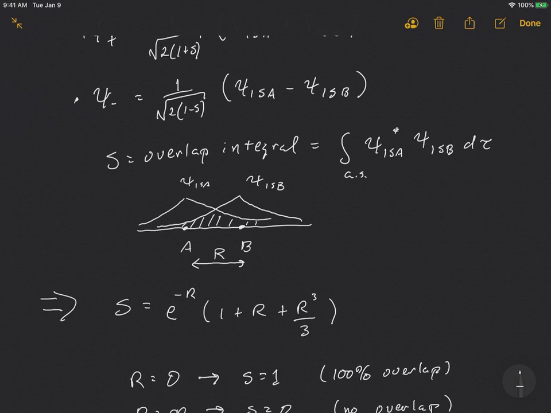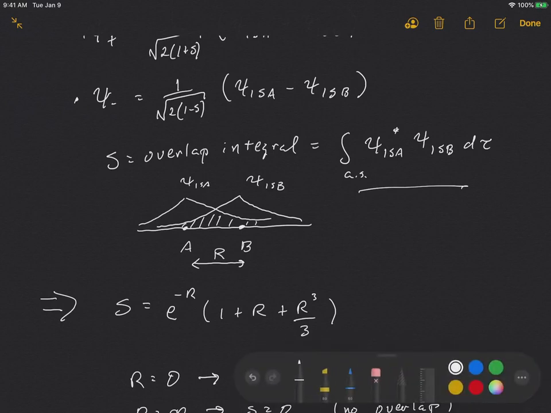One is we need to evaluate this overlap integral S. You recall when we normalize, we end up with integrals that look like this one here, where we have psi 1sa star psi 1sb d tau, the integral of that over all space.